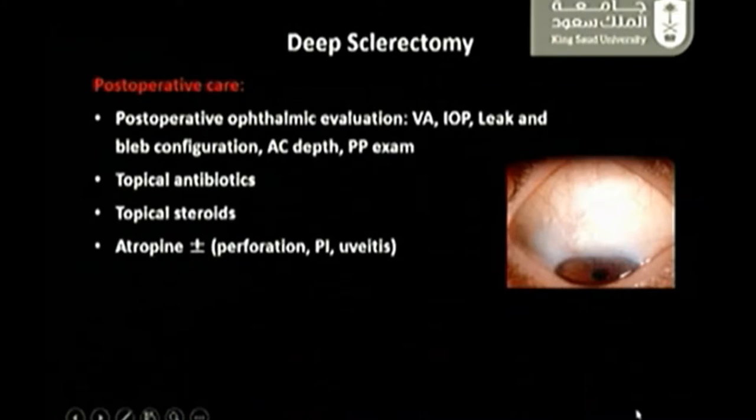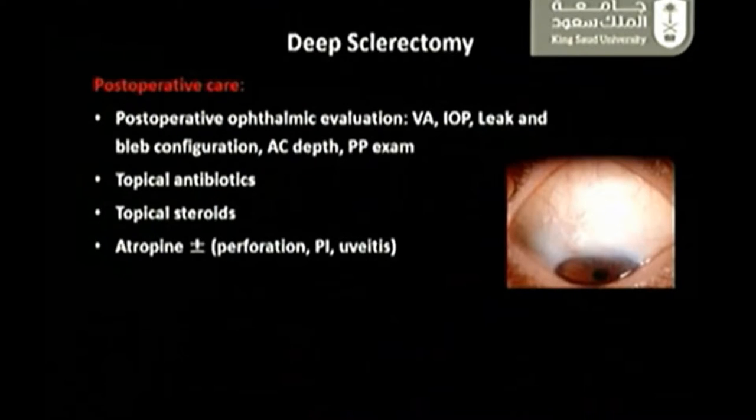The postoperative care is simple, but it needs more frequent visits than trabeculectomy. So what's the reason? That's one, because you might need a closer follow-up because of the need for laser procedures like goniopuncture. Exactly. So the postoperative assessment consists of checking the visual acuity, IOP, leak and bleb configuration, anterior chamber depth, and posterior pole examination. Can you have choroidals with deep sclerectomy?